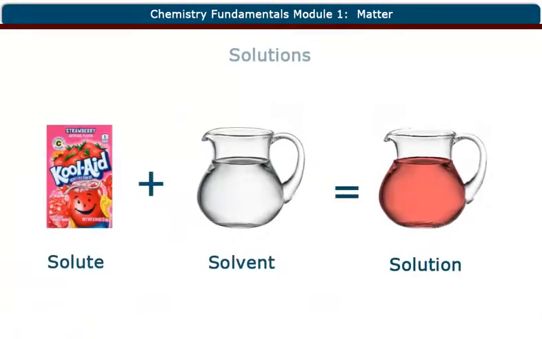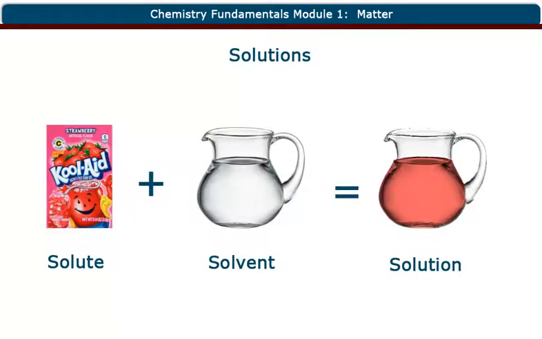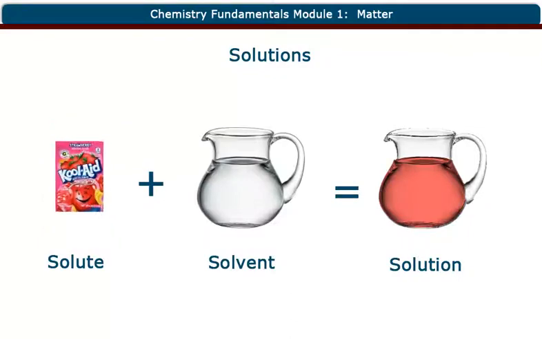When one substance dissolves into another, a solution is formed. A solution is a homogeneous mixture consisting of a solute dissolved into a solvent. The solute is the substance that is being dissolved, while the solvent is the dissolving medium. Solutions can be formed with many different types and forms of solutes and solvents. In this example, the solute is the Kool-Aid and the solvent is the water.